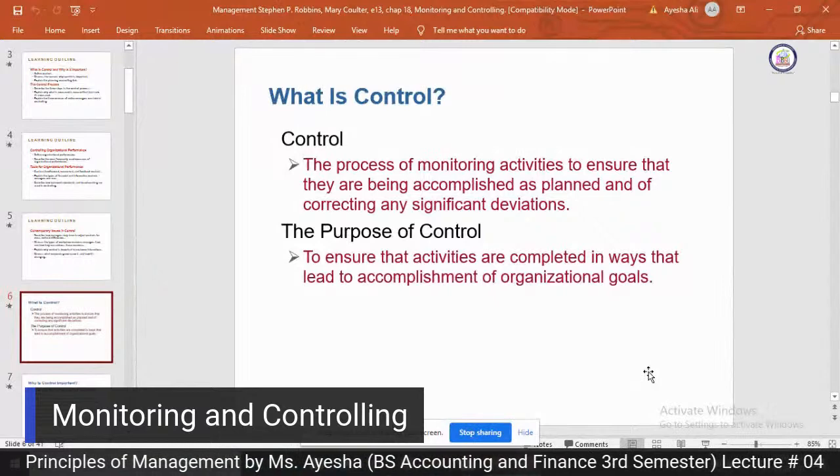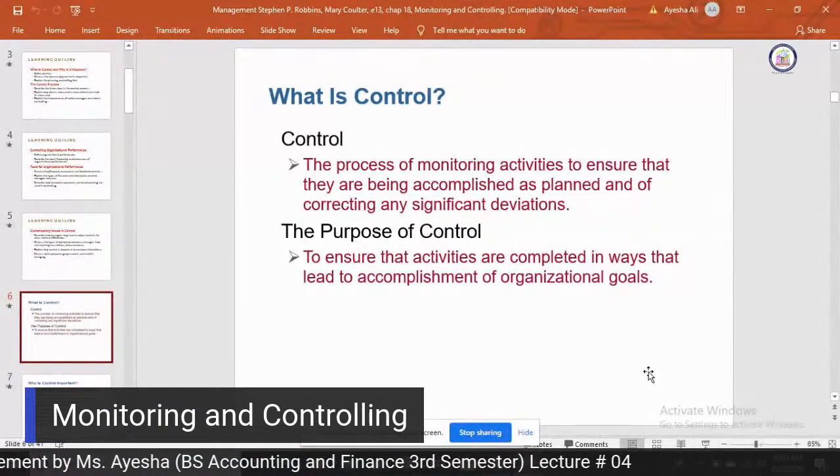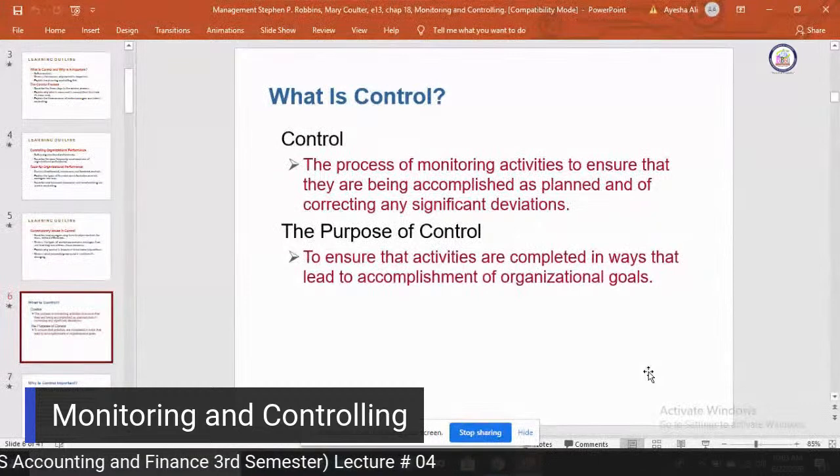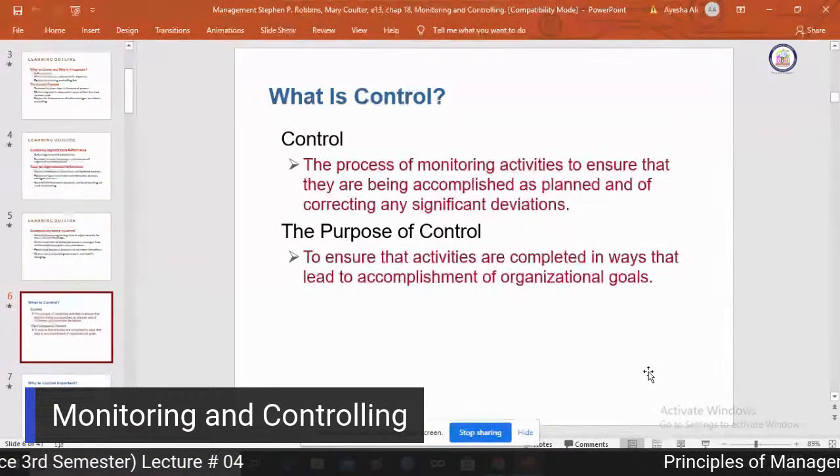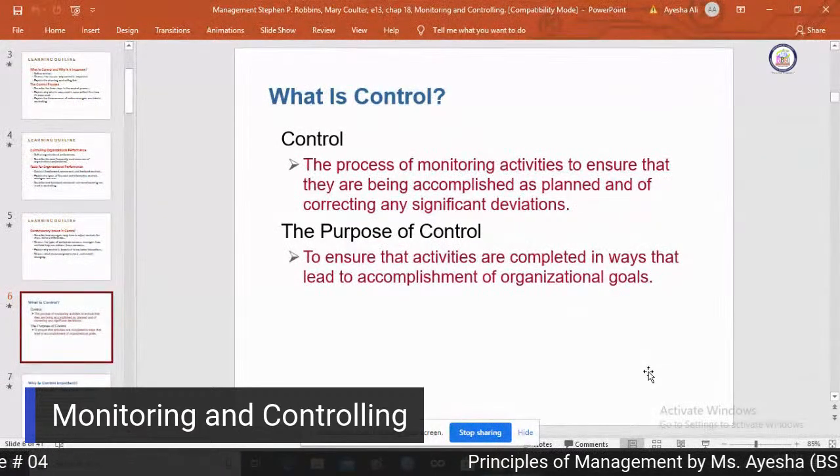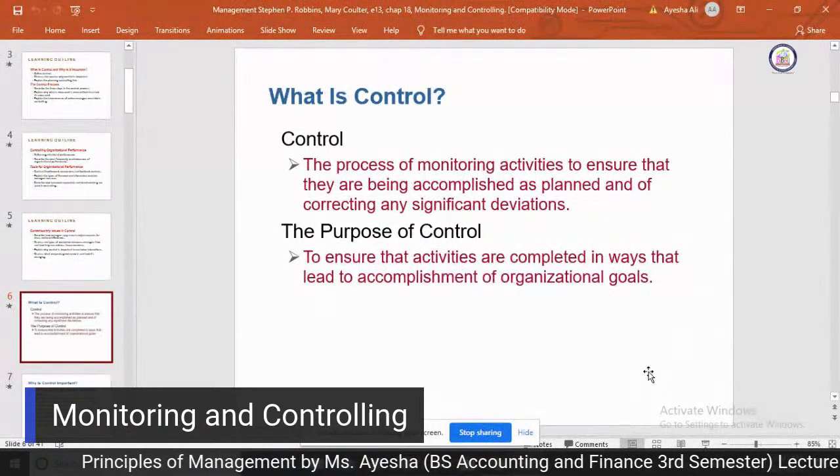We have so many examples of controlling in the book. We have a lot of company examples. Hope you all are reading the chapters and the book.